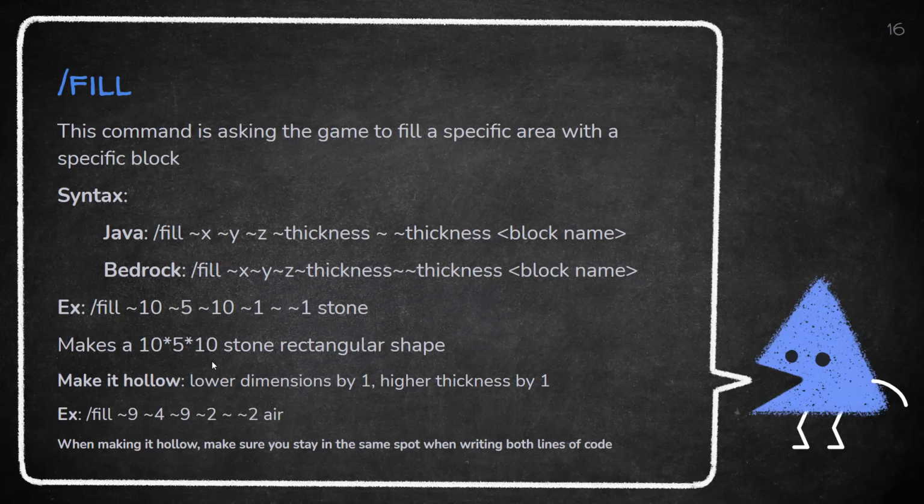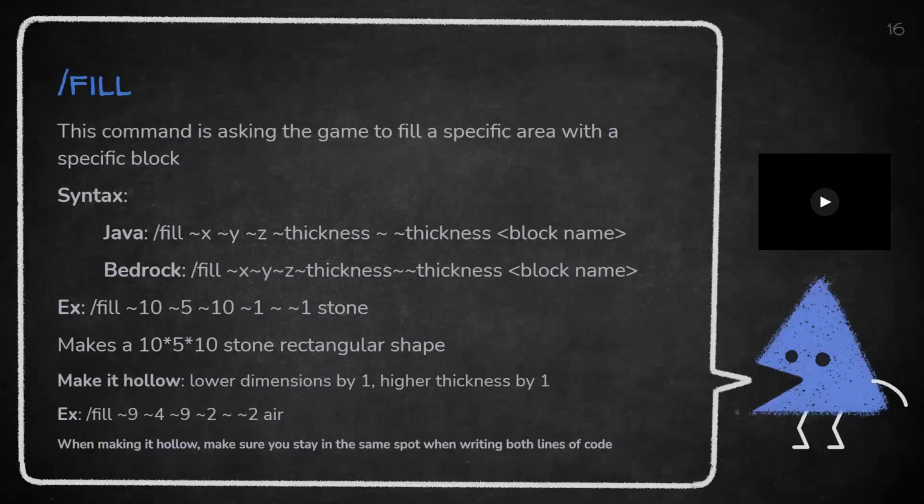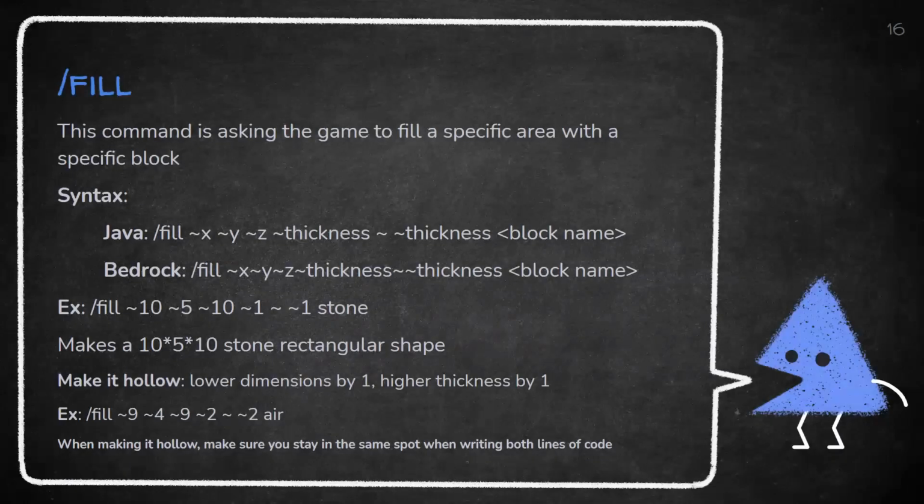Wait, actually no, I think y is going up, my bad. So these two are the base, and then 5 is going up. So that's how you can do it.